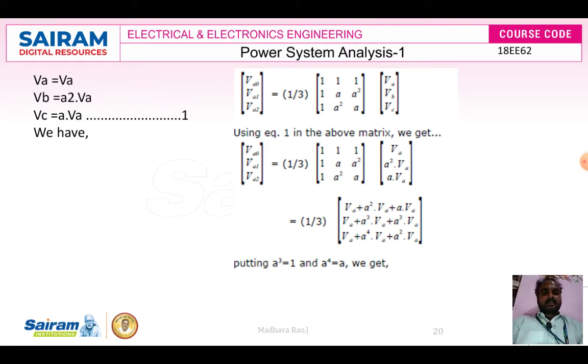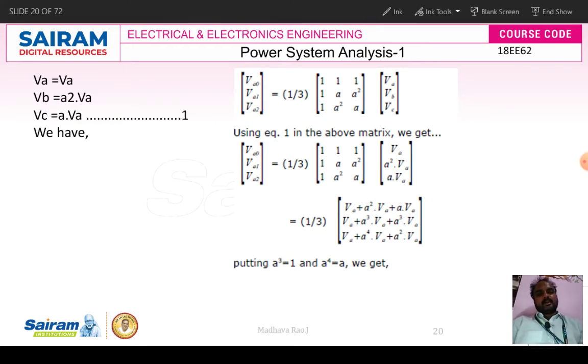So already we have seen the voltages VA0, VA1, VA2 in terms of three phases: 1 by 3 into the transformation matrix, 1 1 1, 1 A A square, 1 A square A, that is a 3 by 3 matrix, into VA, VB, VC. These are the phase voltages, and these are the sequence component voltages. This is the transformation matrix. So what we have to find out here is VA0, VA1, VA2 from this matrix relation.